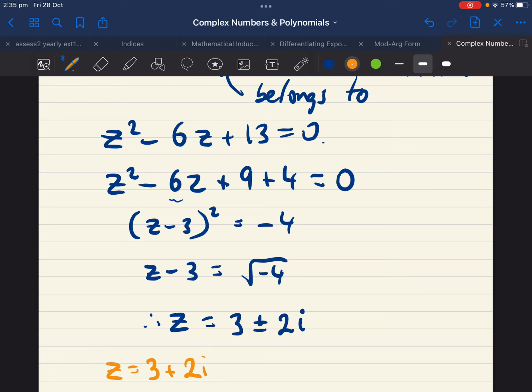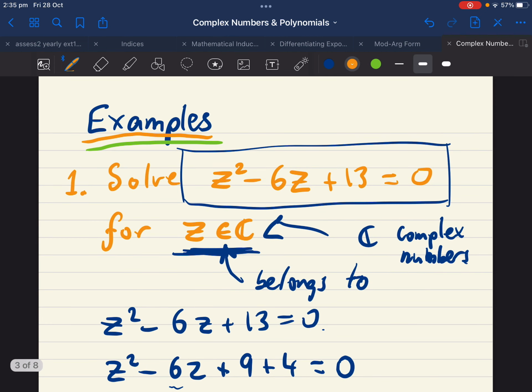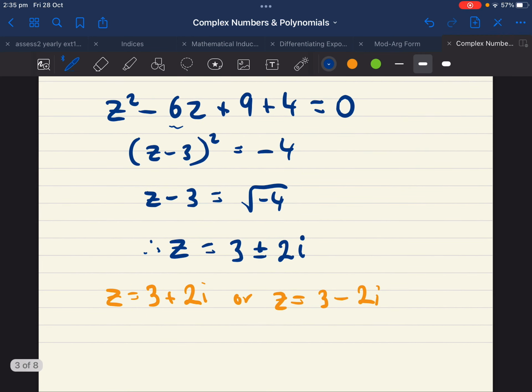If you look at the first solution and the second solution, notice that they are conjugates: 3 plus 2i and 3 minus 2i. Now, if we go back up to this polynomial right here, if a polynomial has real coefficients, that means the numbers in front of the z's, if they're all real numbers, then for any complex root, the conjugate will also always be a solution.